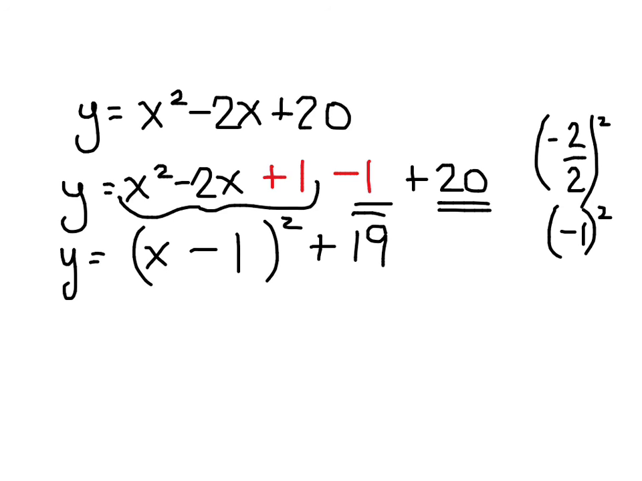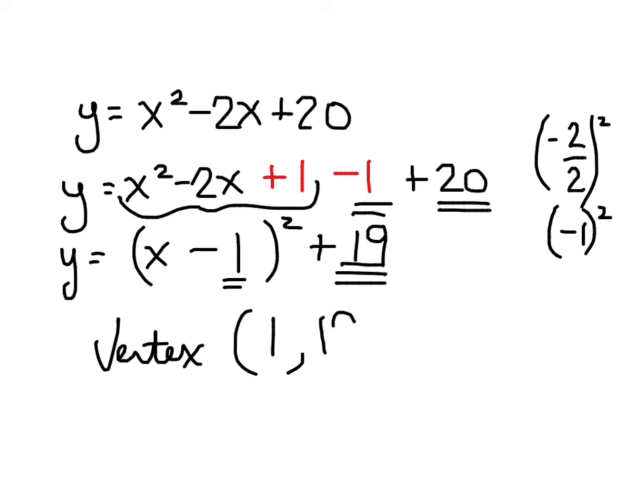That's what you have to do to make it in vertex form. Then to identify the vertex, what way do I move when it's a minus 1 on the inside? I go to the right. Right is positive, isn't it? And what way do I move when it's a plus 19 on the outside? Up 19. So that would be a positive 19. So you've just identified the vertex.